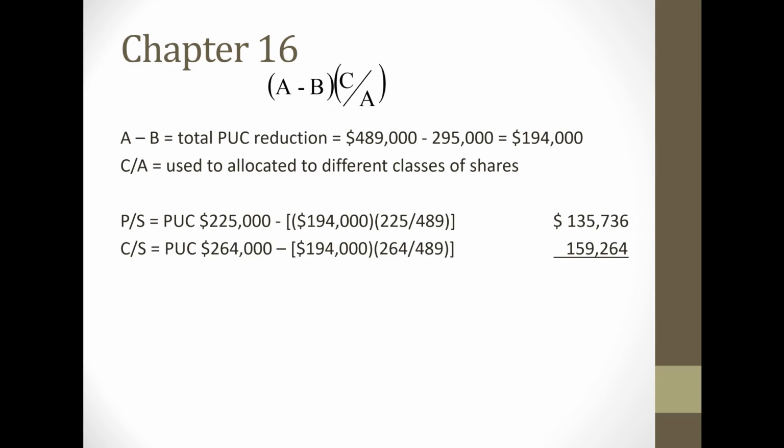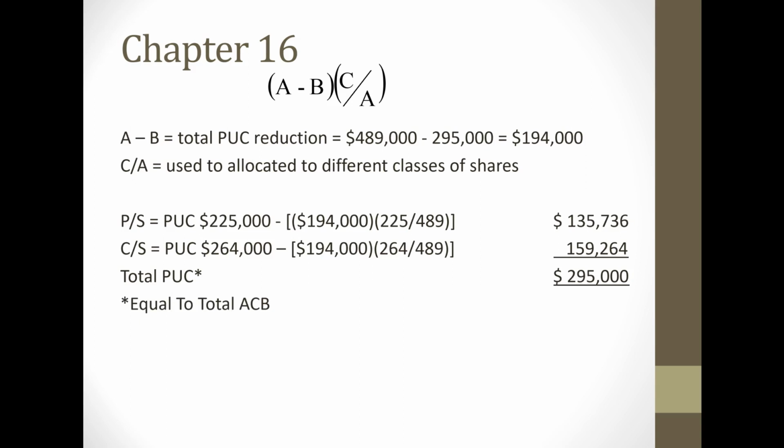Now for the common shares, we work through it the same way. The legal stated capital of the common shares is $264,000 minus the PUC reduction. Now the PUC reduction is the total PUC reduction of $194,000 times the ratio of the common shares fair market value, $264,000, divided by the total fair market value of $489,000. And so the resulting PUC for the common shares will be $159,264. Now if we add those two together, the total PUC is $295,000.